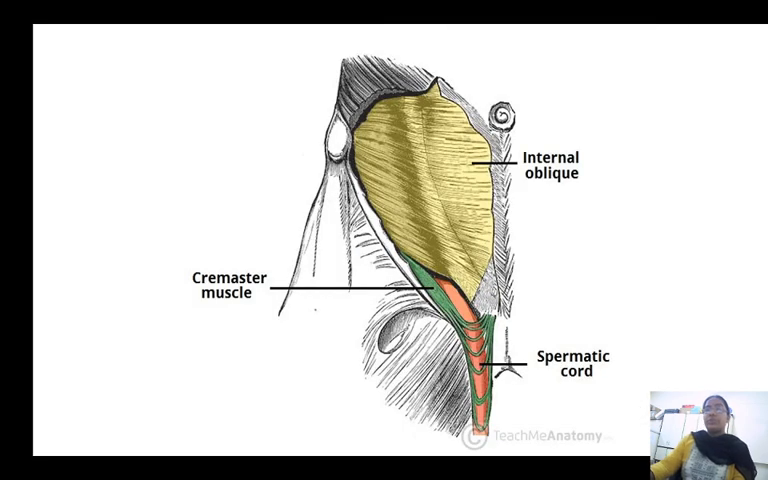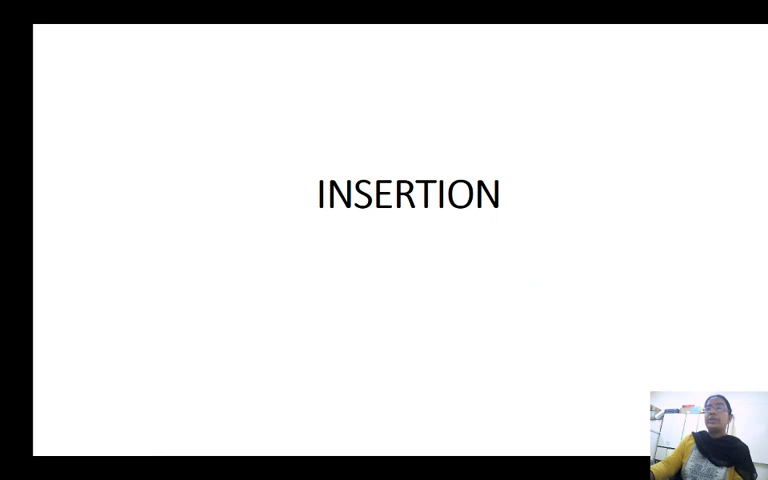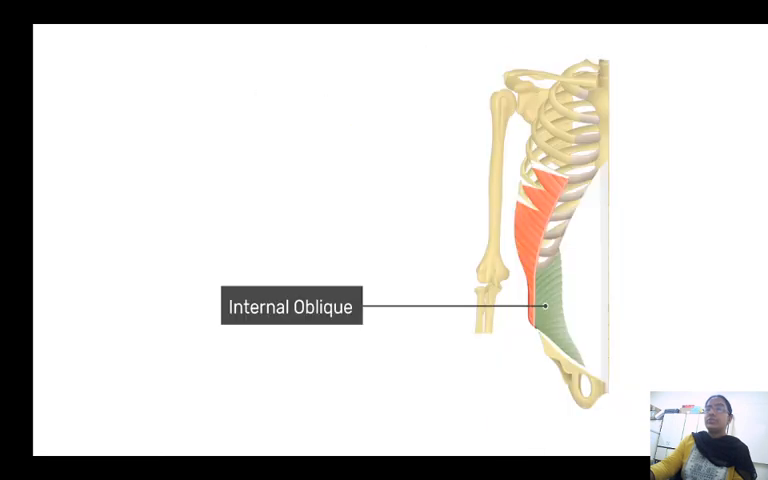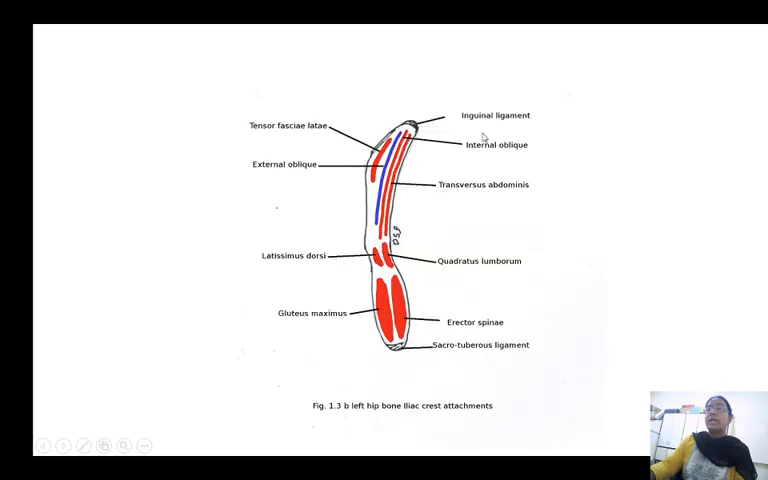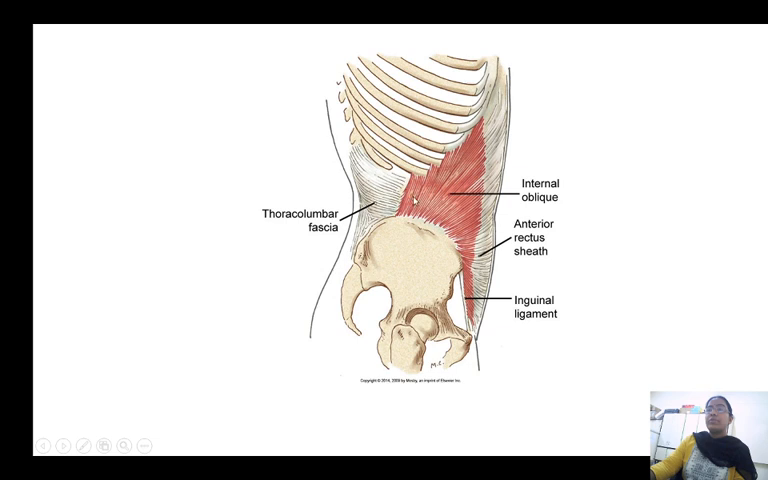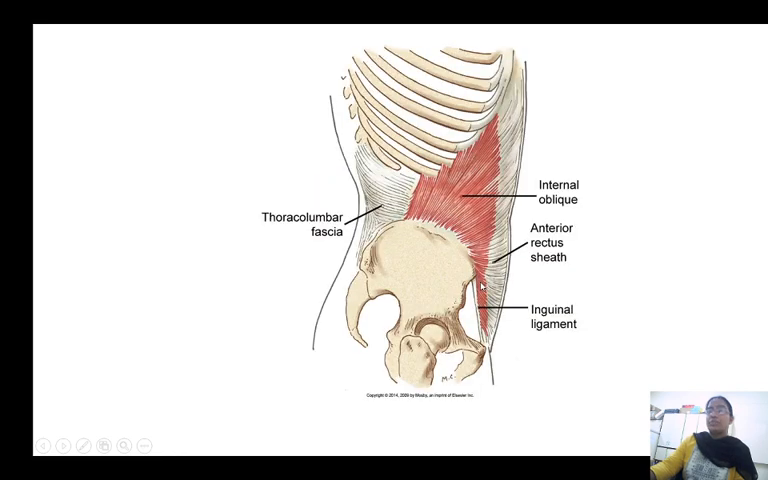So this is about the interesting points of the internal oblique. When you are studying the internal oblique, do remember its origin. First, the origin of the internal oblique: the first origin is from the lateral 2/3 of the inguinal ligament. Other than that, from the intermediate area of the iliac crest, then from the thoracolumbar fascia. These are the origins: the lateral 2/3 of the inguinal ligament, the intermediate area, and the thoracolumbar fascia.